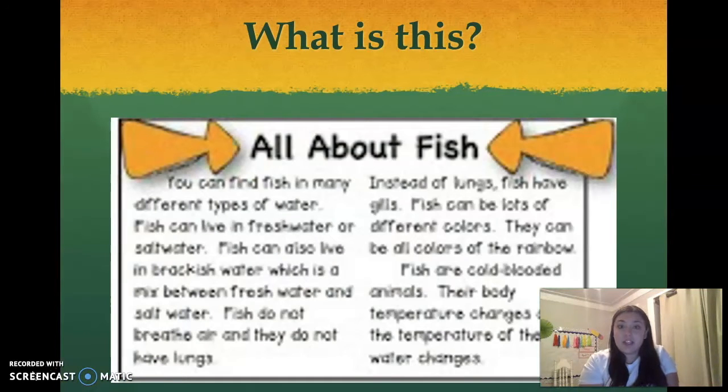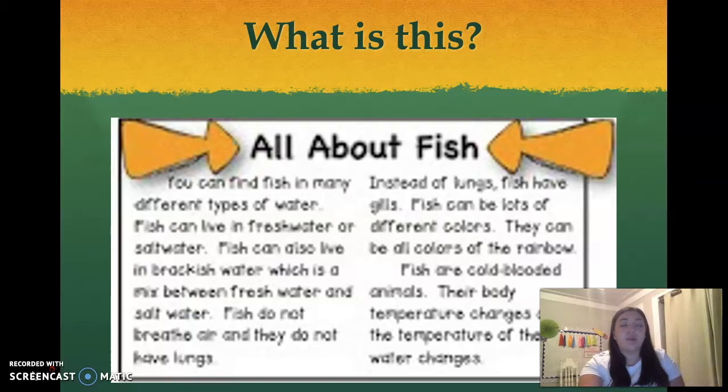As my slides change, I want you to think about what is this? What text feature is this picture showing? I see 2 arrows and they are pointing to something. What do you think this text feature is? Okay, do you have your answer? Miss Nava is going to see. We've talked about this before, so it might be a review, but Miss Nava will also talk about it as well.